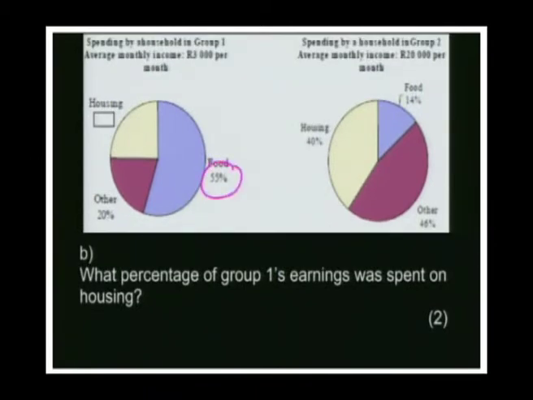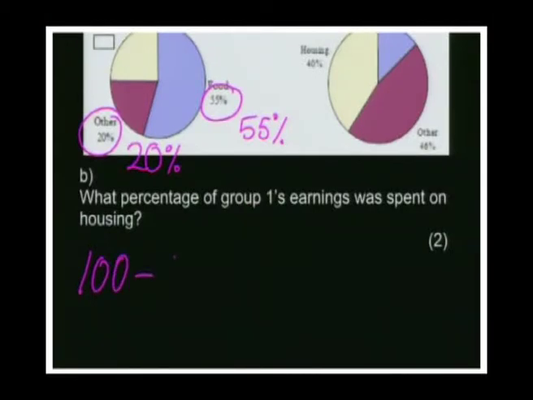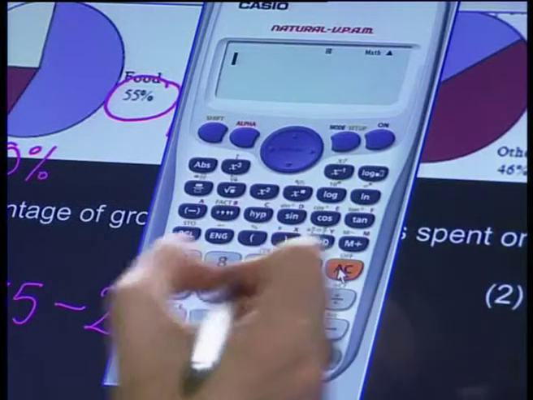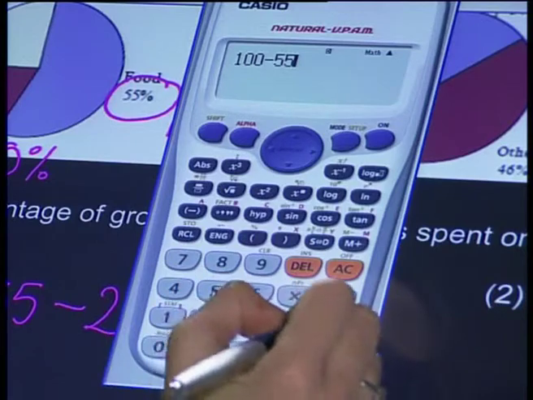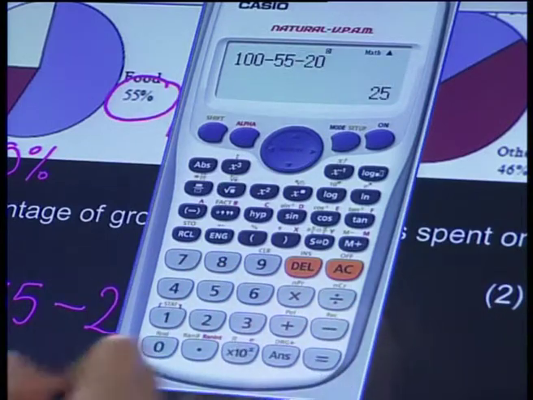We get told that food is 55%, other is 20%. Now we know that a pie chart always represents 100%, and in this case it's 100% of the salary. So in order to find out what percentage is spent in housing, we can say, well, the whole pie is 100, we're minusing 55 for food, we're minusing 20 for other, and if you're lazy, you can use your calculator to say 100 minus 55 minus 20, and we should get 25.